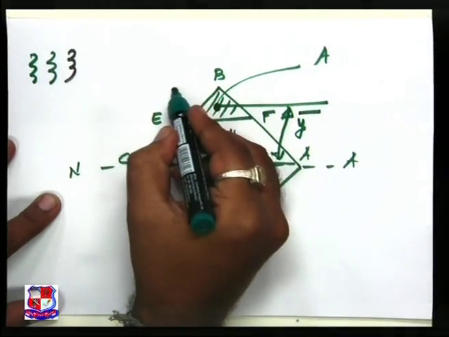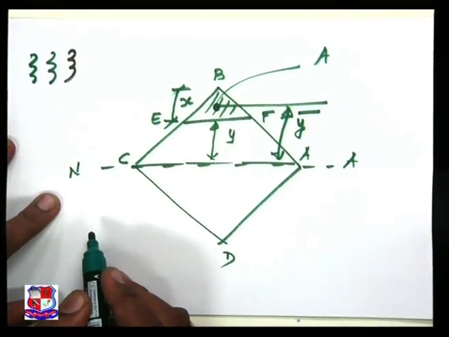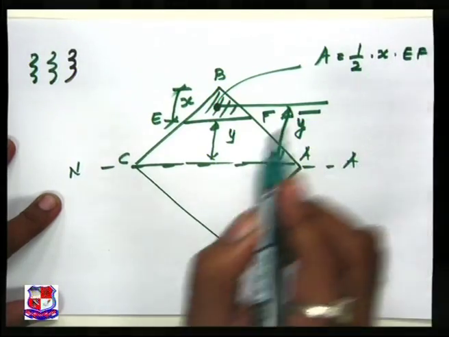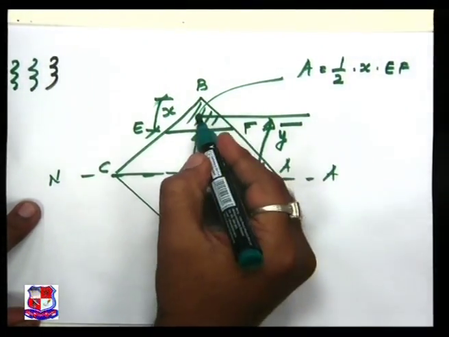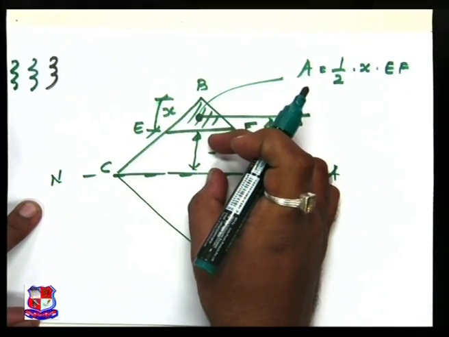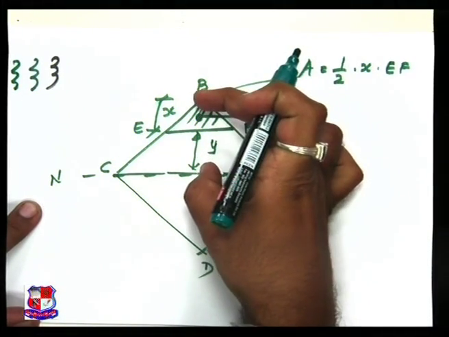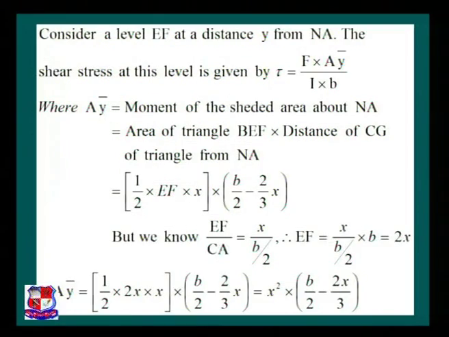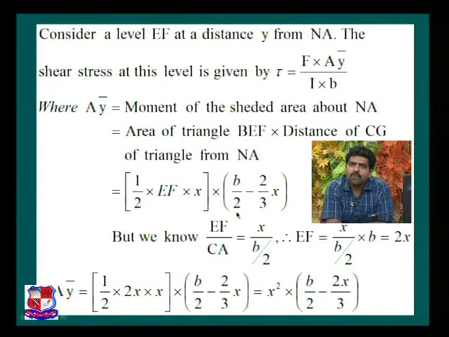Now the area is that of the triangle. If this depth is known to us, let it be x, then the area of the triangle is equal to half into x into the width EF. This is the area, and y bar is nothing but the CG distance plus y, or we can say the available height minus this distance; we can take either. So please visualize on this PPT. It is nothing but half into EF into x into the available total height, that is half of the diagonal. The diagonal width is known to us, that is B. So half of that, B by 2, minus the CG distance from the top extreme point B, that is 2/3 of x.